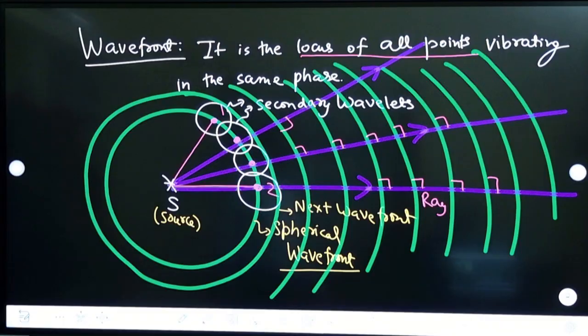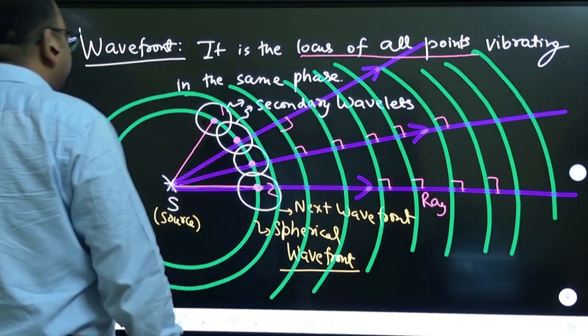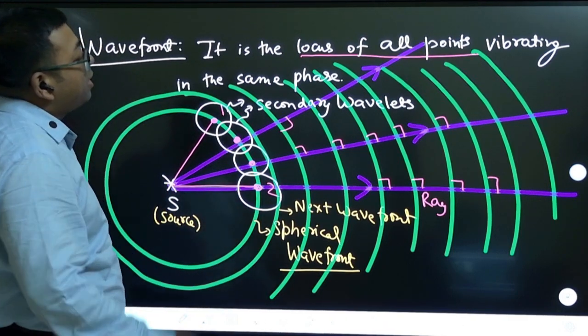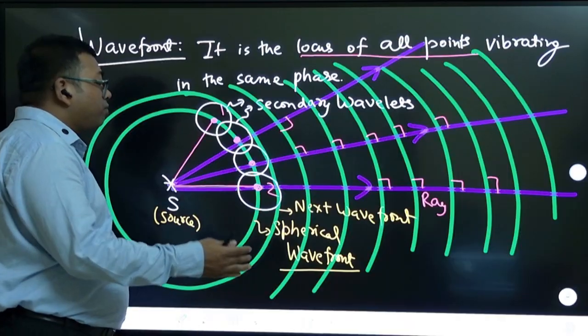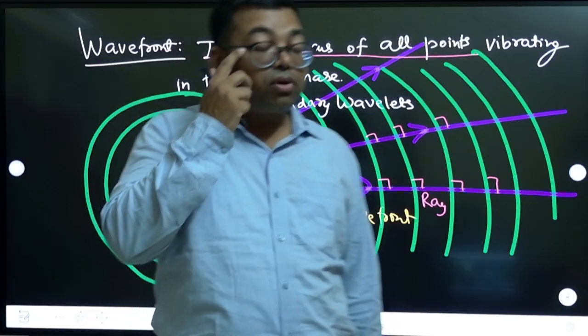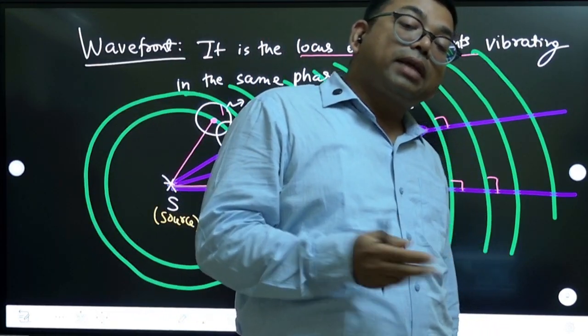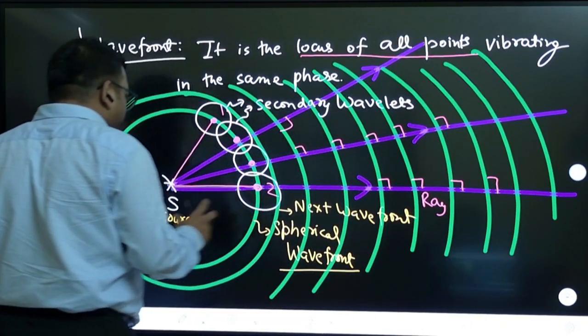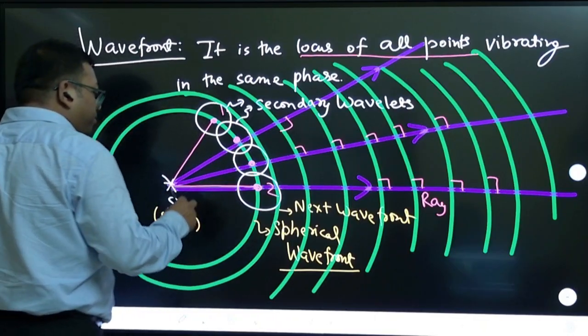Okay, so that's how this wavefront theory concept is very, very important. It is able to explain many, many things. And now we are going to see how wavefronts will interact. But before that, we should know all the different types of wavefronts. Right now we have discussed a spherical wavefront, which is emitted by a point source.